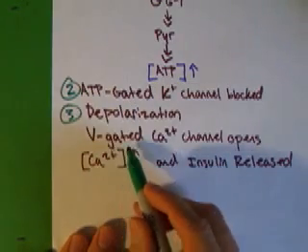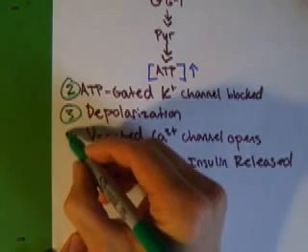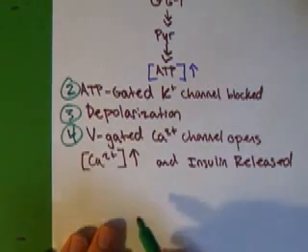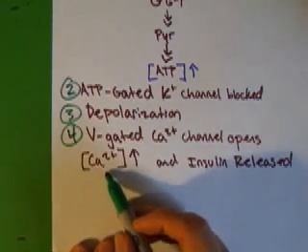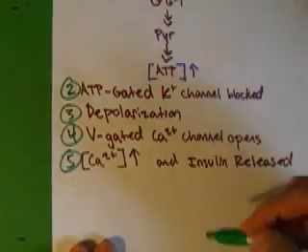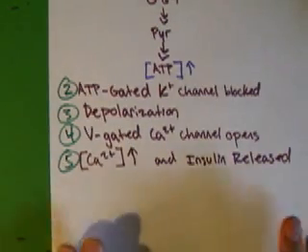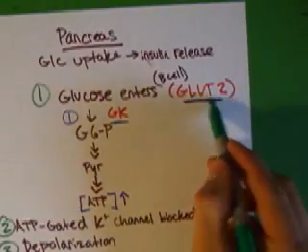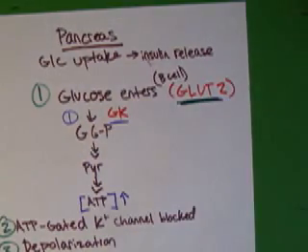Then the voltage-gated calcium channels open because of that. More calcium is in the cell and insulin is released. So just know all these steps, know what's associated. His favorite things to ask tend to be the GLUT family.